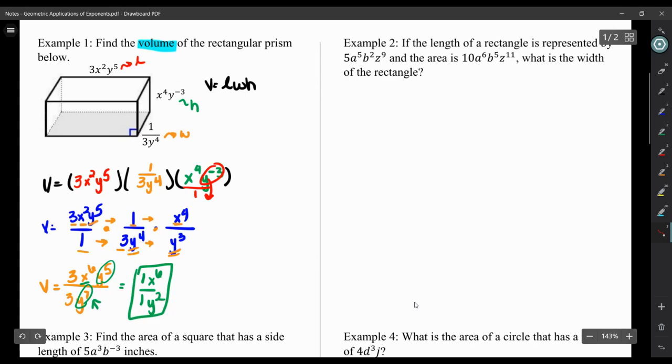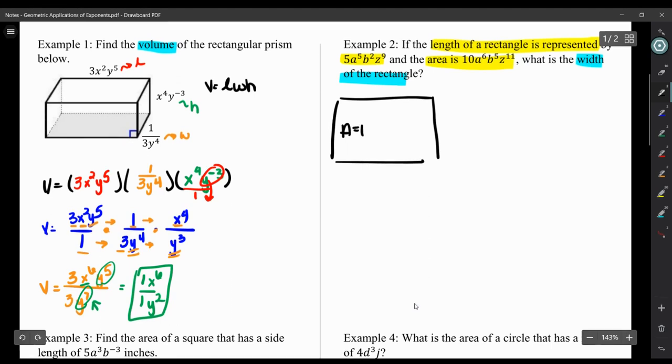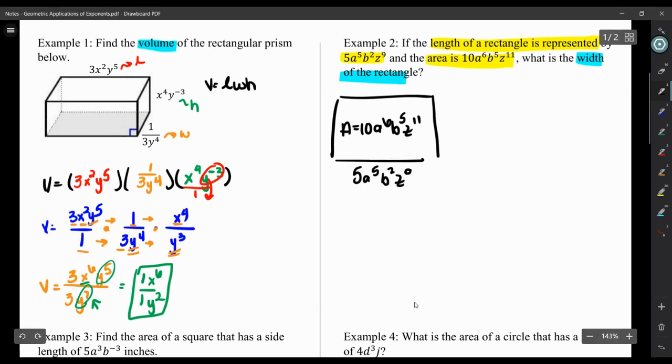Let's look at example 2. If the length of a rectangle is represented by 5a to the 5th b squared z to the 9th, that's the length, and the area is 10a to the 6th b to the 5th z to the 11th, what is the width of the rectangle? So let's think about a rectangle. We have our little rectangle here. We know that the area is 10a to the 6th, b to the 5th, z to the 11th. And we know that the length is 5a to the 5th, b squared, z to the 9th.